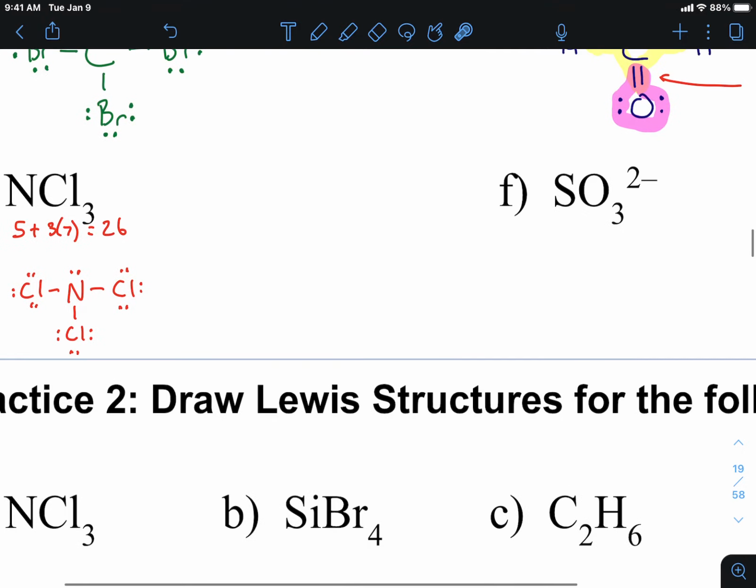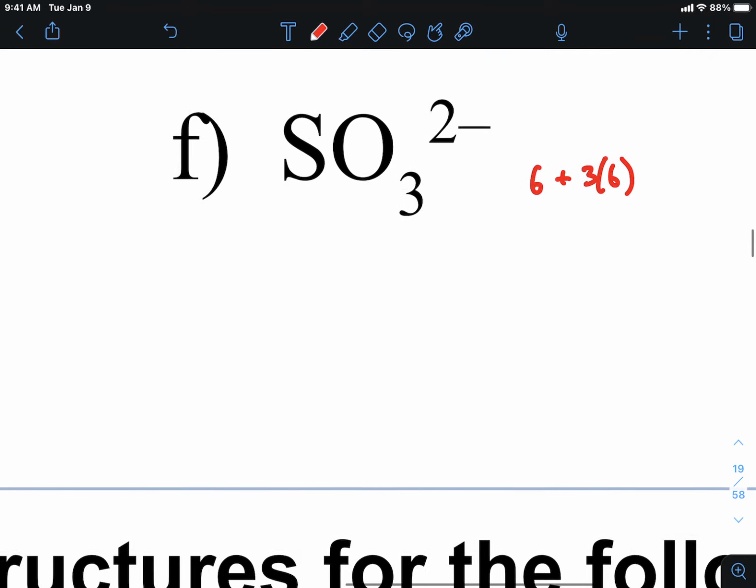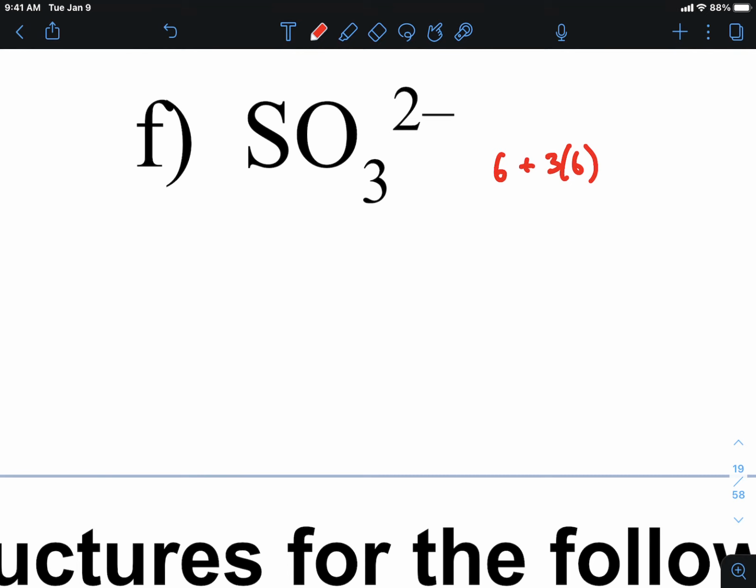So let's just do this one last example here. Sulfur has 6. Oxygen also has 6, but there's 3 of them. And if something's got a charge of -2, does that mean there's more electrons or fewer electrons? More. So we have to add 2 more electrons to that. So 3 times 6, 18, plus 6, 24, plus 2, 26.